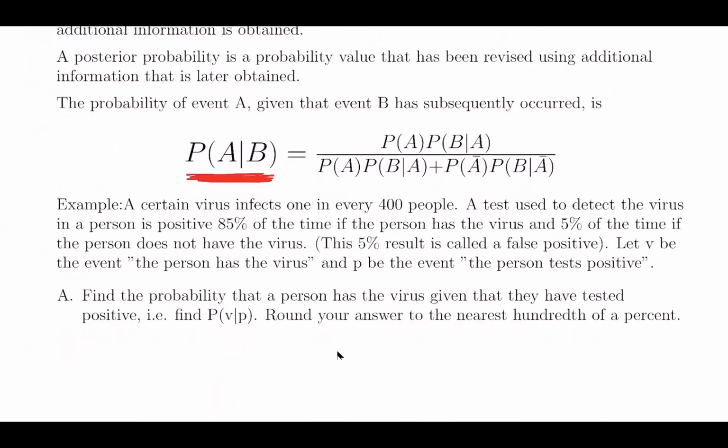So if you look at it, we have the probability of A, and then we're going to multiply this by the probability of B, given A has already occurred. And then we're going to divide that by the probability of A times the probability of B given A. So pretty much, if you look at this, they're exactly the same thing.